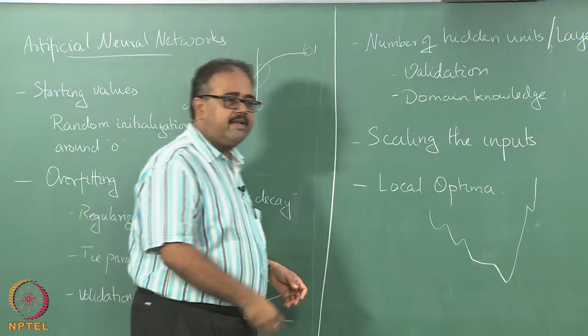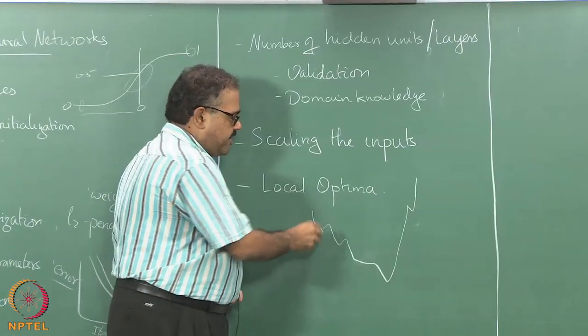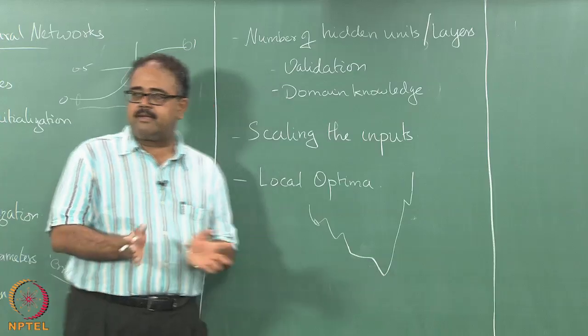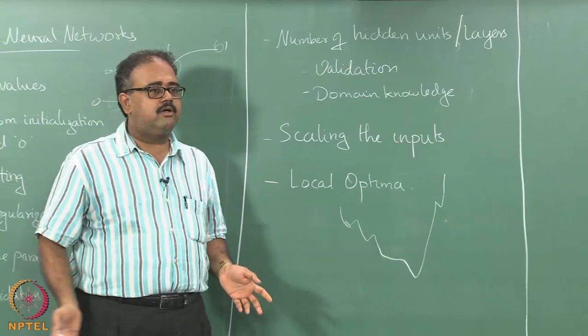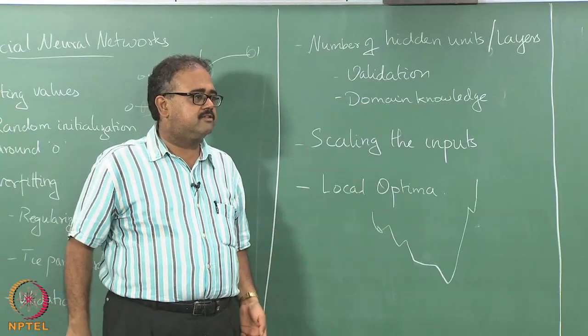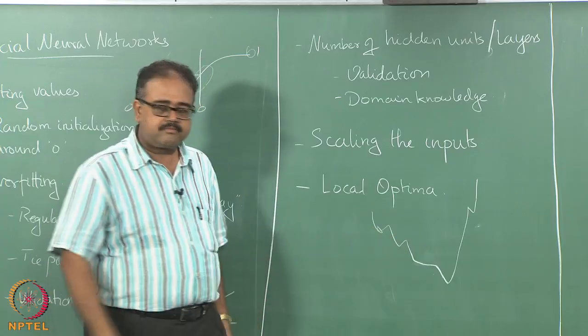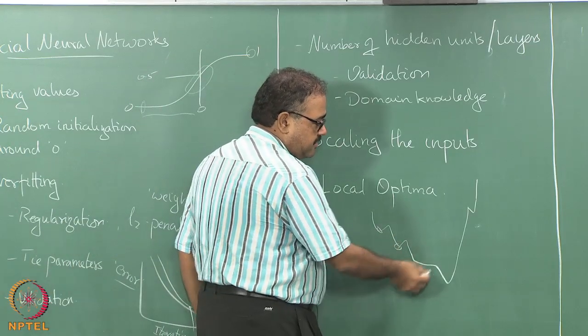So if I am doing gradient descent, I might come here and get stuck. Whatever direction I try to go, the error is increasing. So I might say, okay, this is a good place to be in, and I might just stop there. I could get stuck here. What about here?